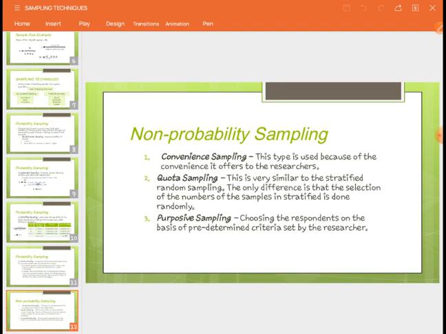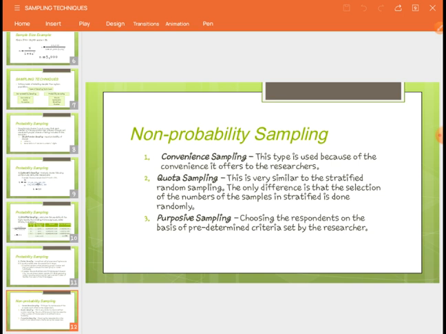Doon naman sa non-probability sampling, we have convenience sampling. So this type is used because of the convenience it offers to the researchers. Kasi sometimes kulang sa time, kulang sa resources, kulang sa budget. So pwede na yung convenience sampling, wala tayong magagawa. Yun yung pinaka-convenient or pinaka-madali sa researcher.